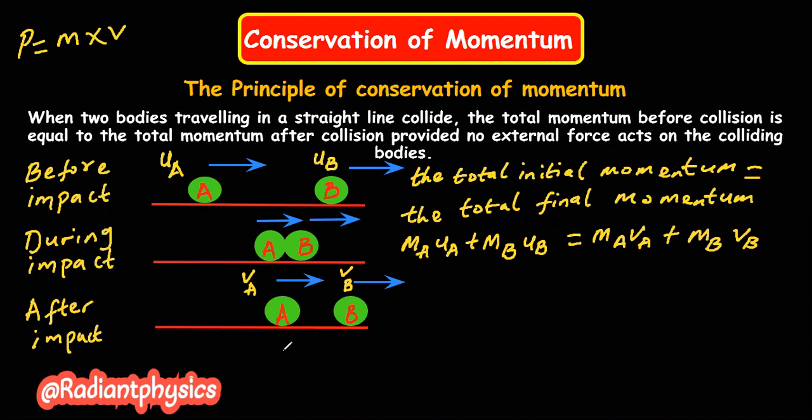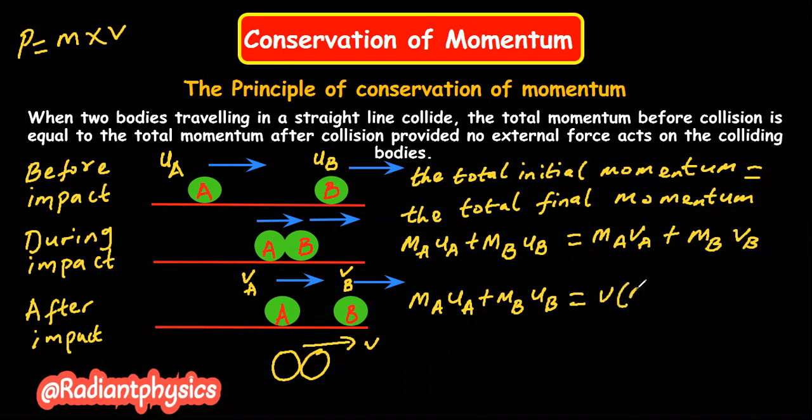So supposing after the collision, they stick together like this and then travel with the same velocity. So we are going to have this equation. This remains, so we're going to have something like this: MA UA plus MB UB is equal to, since they are traveling with the same velocity, we are just going to take one velocity here, the final velocity. Here we have MA plus MB.